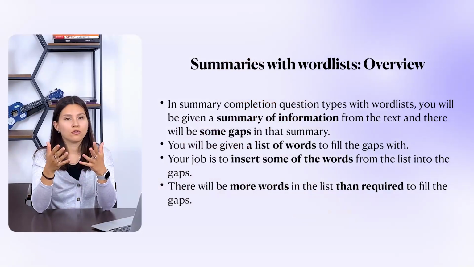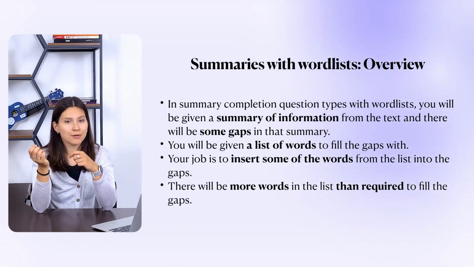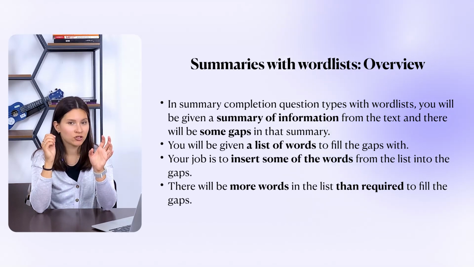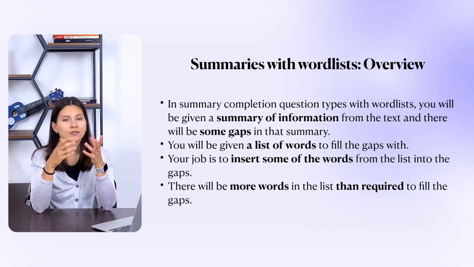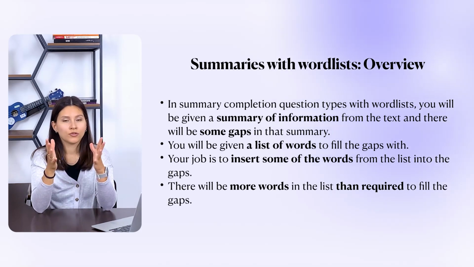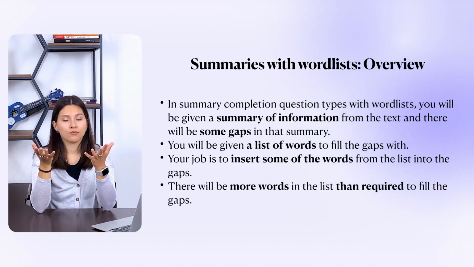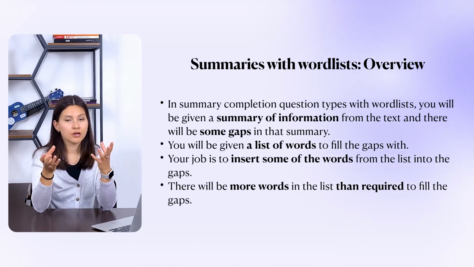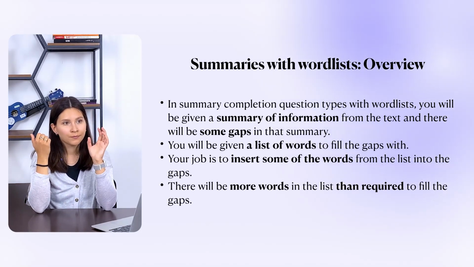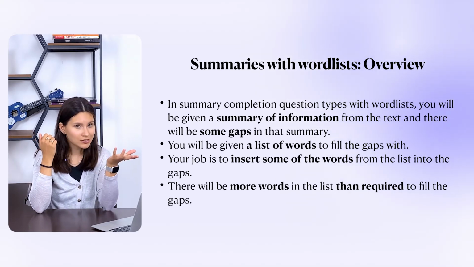Okay, so before we start working with this type of question, you have learned how to identify the relevant sections, but this is just the first step, okay? Let's take a look at the overview of the topic of summaries with word lists, yeah? So this is obvious, you'll be given a short summary with some of the words missing, yeah? And you will have to fill in the gaps with the words given in the list, yeah?